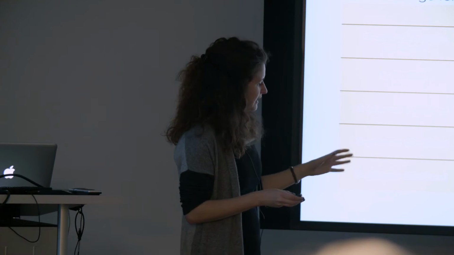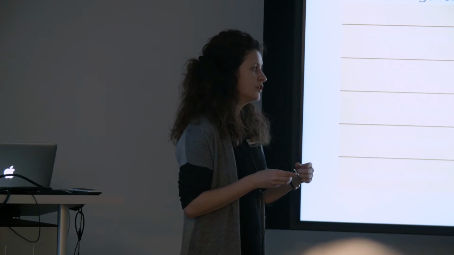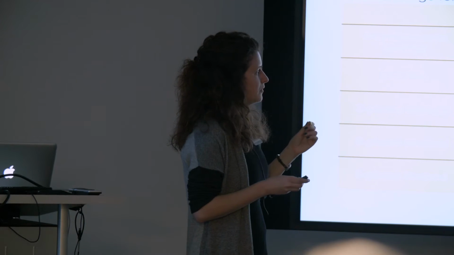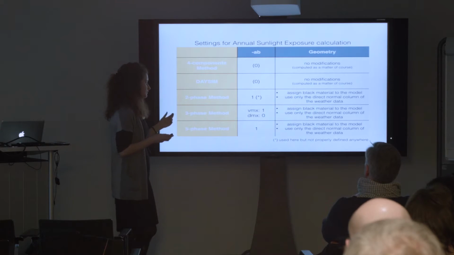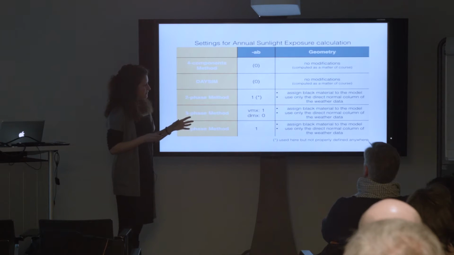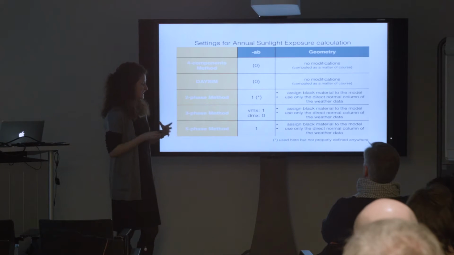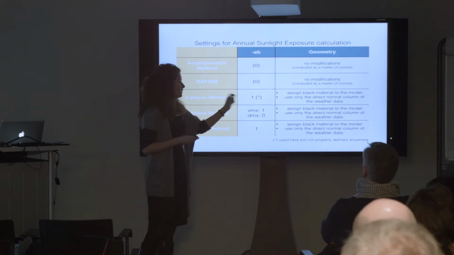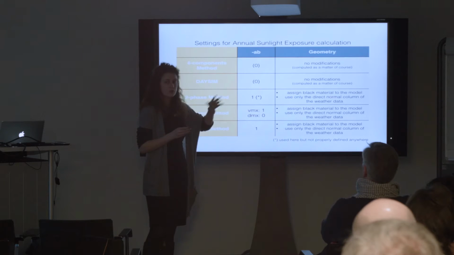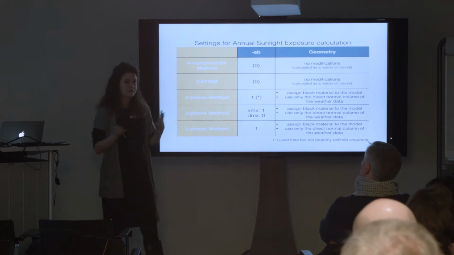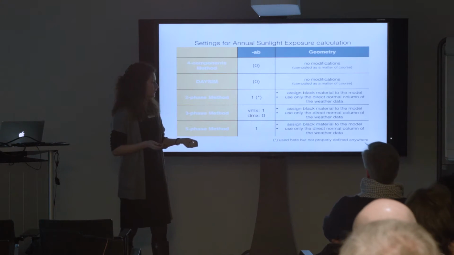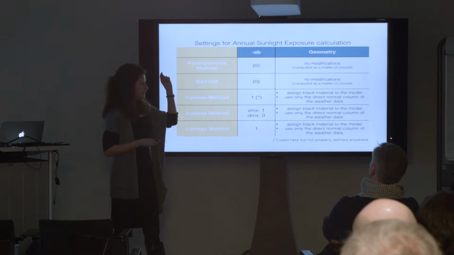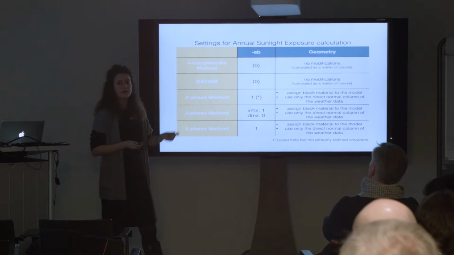For the 2, 3, and 5-phase method, it's a bit more complicated, because the software that is using it is doing something more under the hood. So the model is assigned a black material to switch off basically all the specular components that you can simulate, and then you take only the direct normal contribution from the weather data.